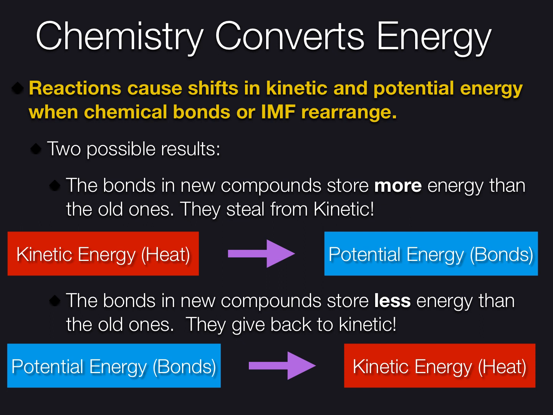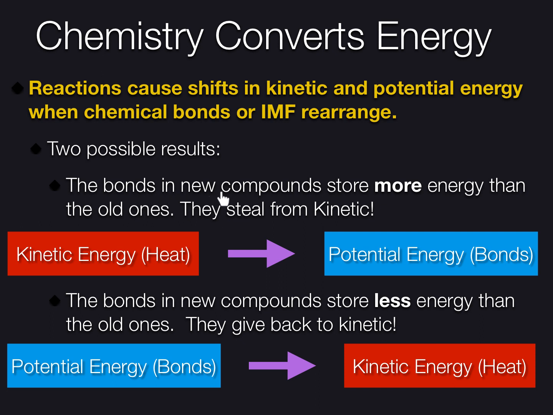And as we know, the basis of chemistry is a chemical reaction. What a reaction does is it causes a shift in the kinetic and potential energy when the chemical bonds or the intermolecular forces rearrange. There's really two possible outcomes. One possible outcome is that there is more potential energy at the end of a chemical reaction and less kinetic energy, or the other situation is that there's more kinetic energy at the end of a reaction and less potential. Let's take, for example, this first one.